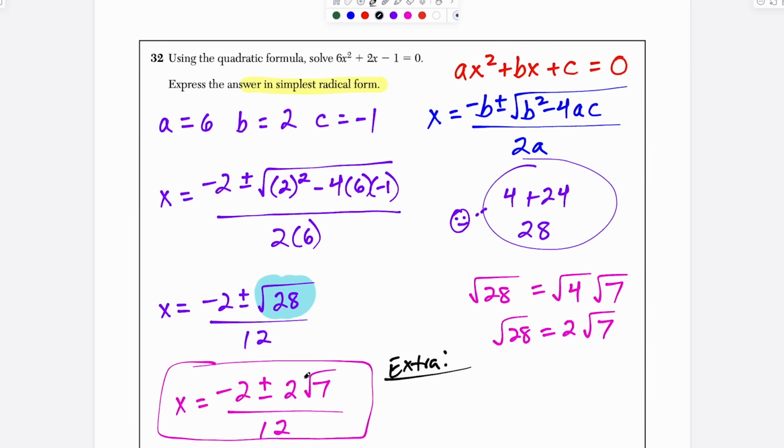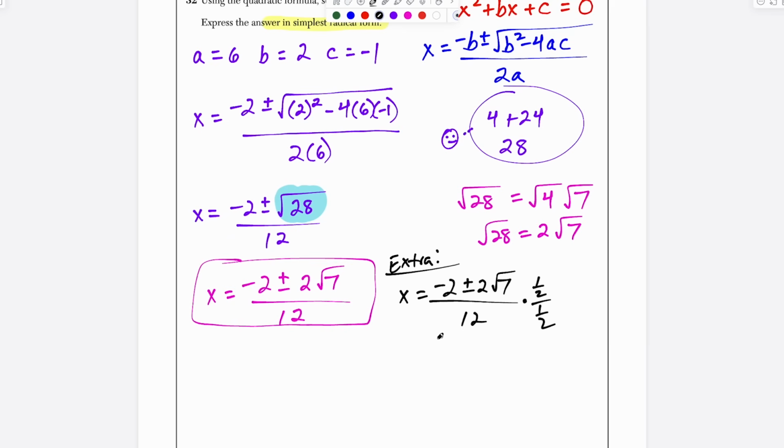So it might just be worth stopping here, but what you could do is take your answer and divide the numerator and denominator by 2. Or you could think of it as multiplying the numerator and denominator by a half. Whichever way you want to think about it, let's say we're multiplying top and bottom by a half. For the numerator, we would have x equals, and we distribute the half. So 1/2 times -2 is -1. And then we have plus or minus. 2 times a half is equal to 1, so we just get 1 square root 7, over 12 times a half, which is equal to 6. So this is, once again, extra. You do not get extra credit for this, but this is a simpler form of the original answer.